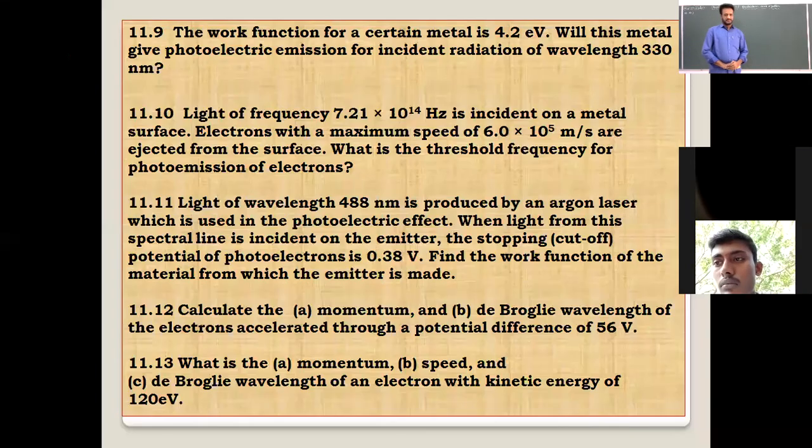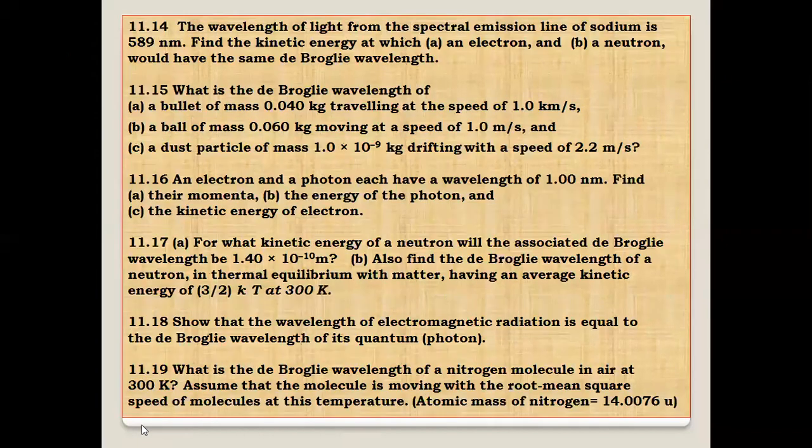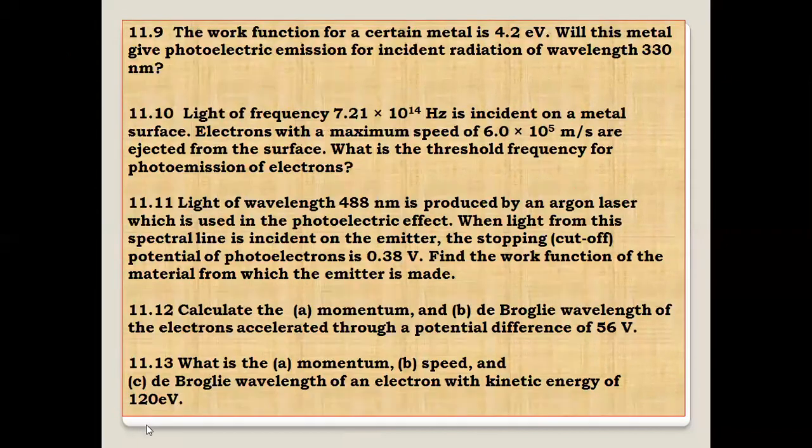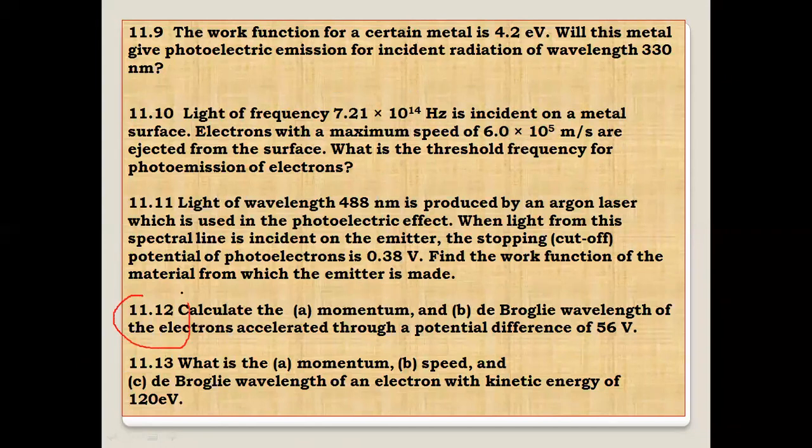Calculate: A, the momentum, and B, the de Broglie wavelength of electrons accelerated through a potential difference of 56 volt. Potential difference of 56 volt.